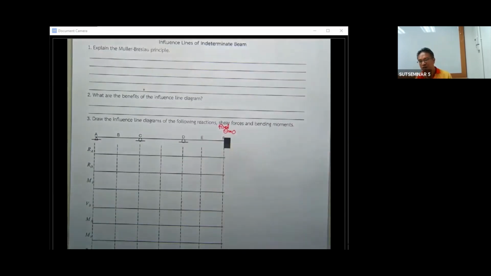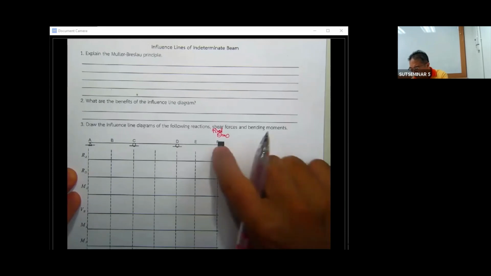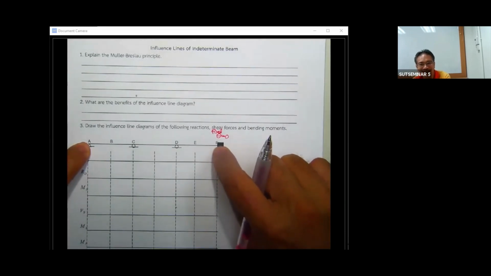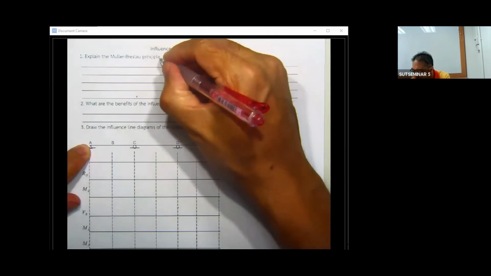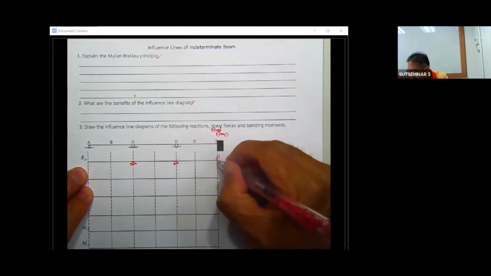After I finish these two examples, you have the assignment. If I have fixed, what's going to happen? Also explain the Müller-Breslau principle. Can you explain the benefit of finding the loading pattern, for example, from the influence line diagram? I think you guys can do so. Let me draw the influence line diagram of R sub A. The same thing: this one is going to be roller, and this one is fixed.